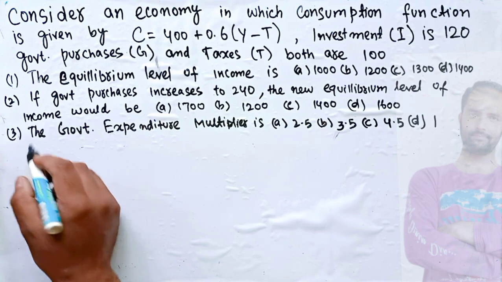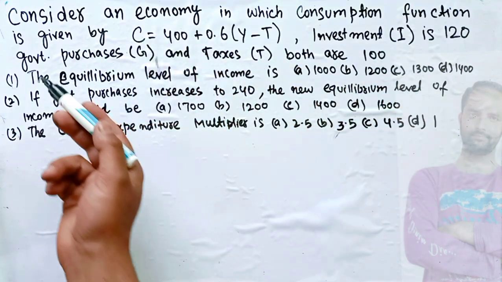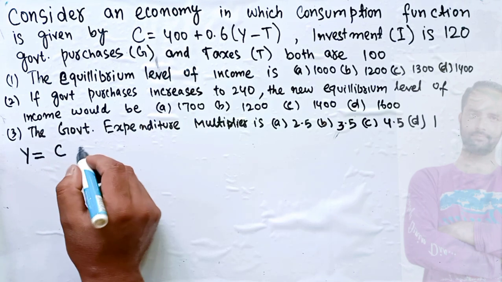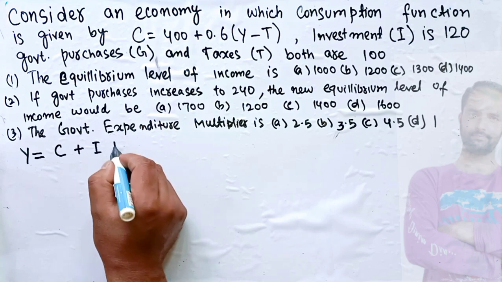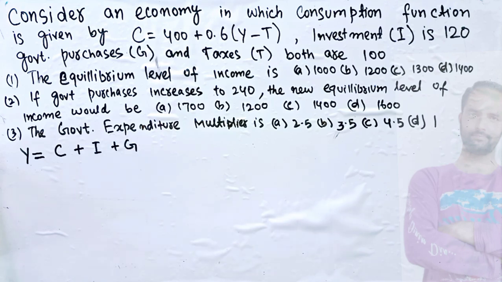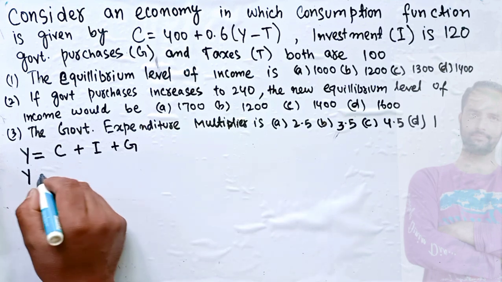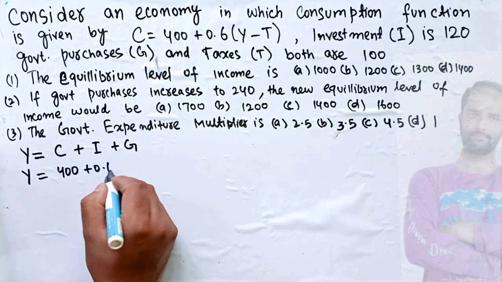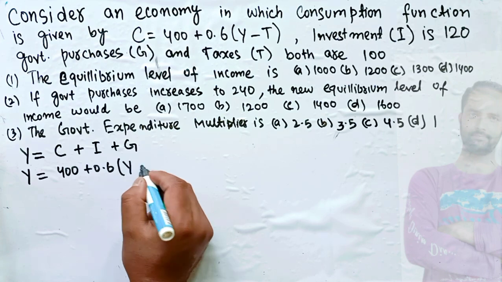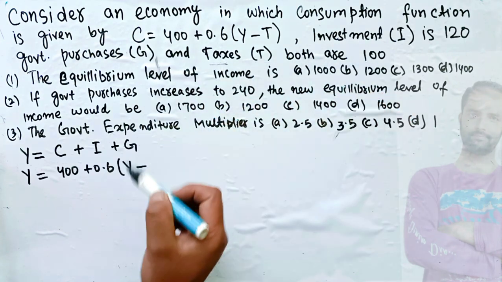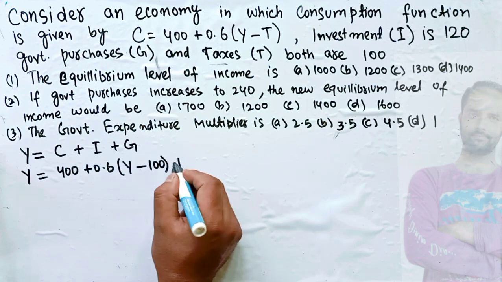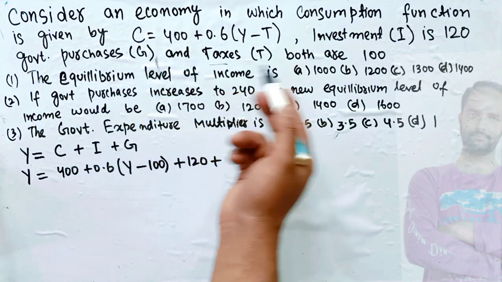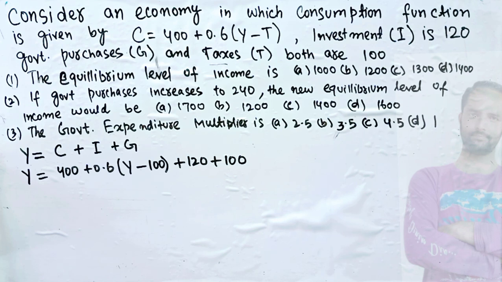So first question is, what we are being given, we have the consumption function, investment, government purchase and taxes. Okay, and we know our income should be equal to consumption expenditure plus investment expenditure plus government expenditure. I have solved lot of videos on this problem. Okay, so y will be equal to, our consumption function is 400 plus 0.6 y minus, we are being given that taxes are equal to 100, so I can write it here 100 plus investment is also 120 and government expenditure is also 100.